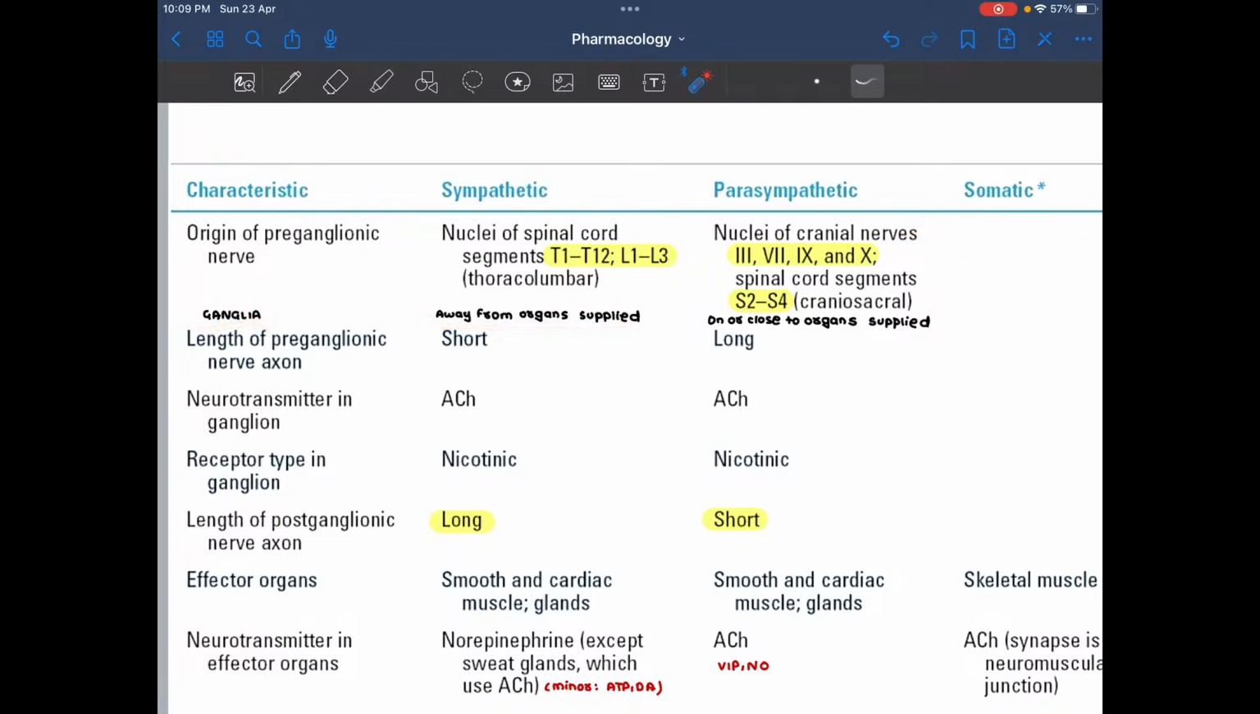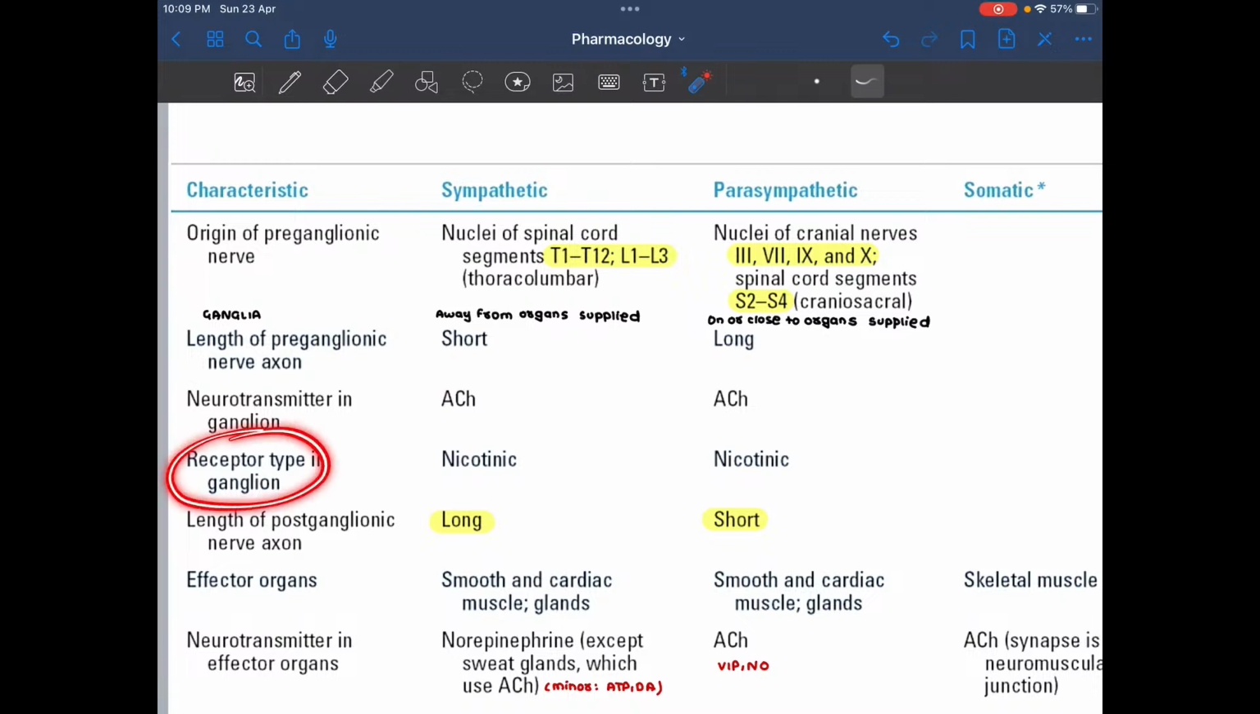Ganglia is away from the organ supply in the sympathetic system, but in the parasympathetic, the ganglia is on or close to the organ supply. Okay? What about the length of the preganglionic nerve axon? This was shorter in sympathetic, right? And you can wonder why. Whereas in case of parasympathetic, it's mainly longer. What was the neurotransmitter in the ganglion? In both cases it's acetylcholine. Okay?